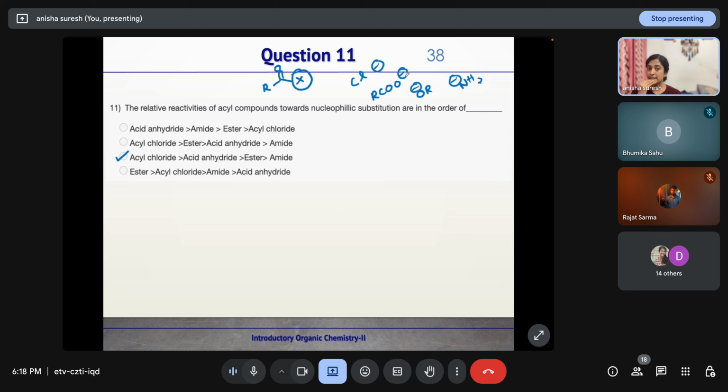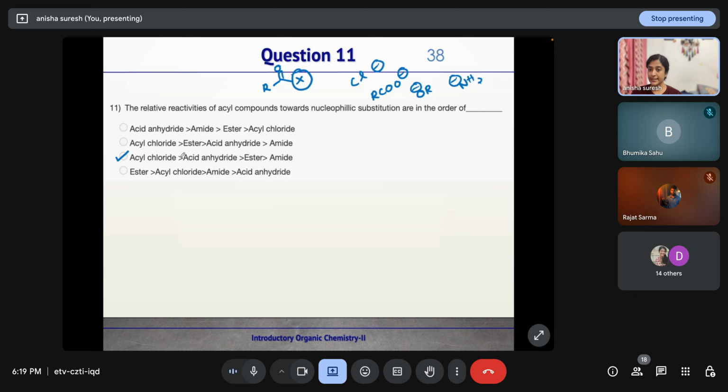Then comes RCOO minus, which will have a pKa of nearly around 10. RO minus, alcohols, will have nearly about 15, and NH2 minus comes around 30 to 35 range. So based on those pKa values, we can tell this anion stability order. If the anion is more stabilized, then the carboxylic acid derivative will be more reactive.